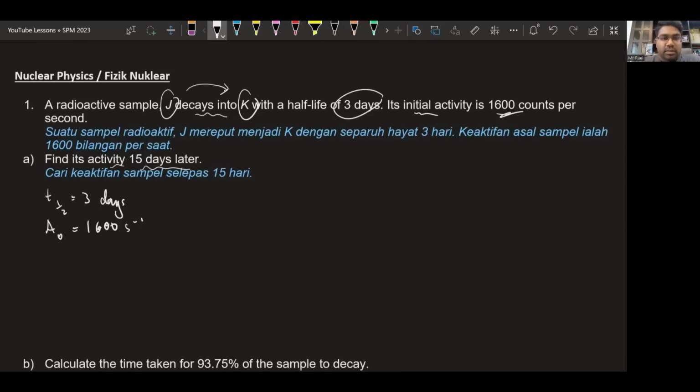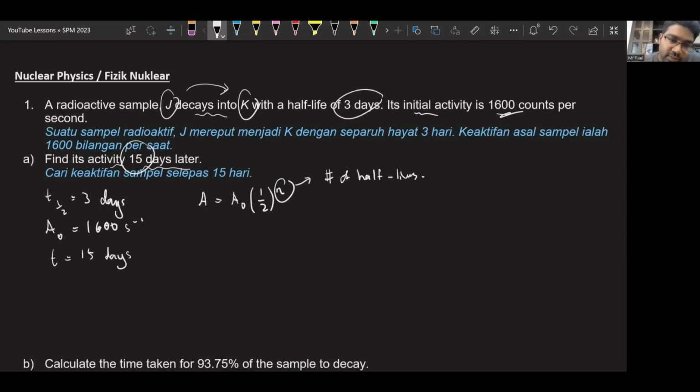So 15 days later, we can use the formula. The activity after a certain amount of time is the initial activity multiplied by 1/2 to the power of n. Now n here represents the number of half-lives. So the first thing you need to do is find the number of half-lives, because what we have is the time that has passed, 15 days, and the half-life, 3 days. So what's the number of half-lives?